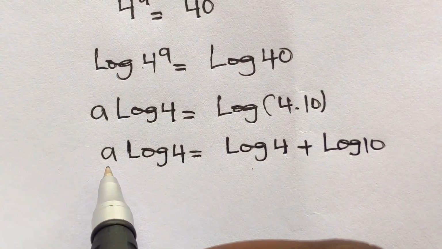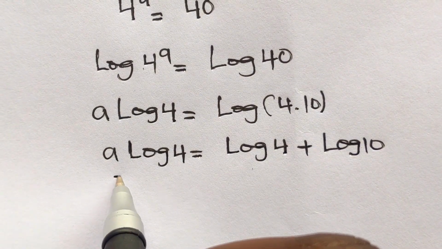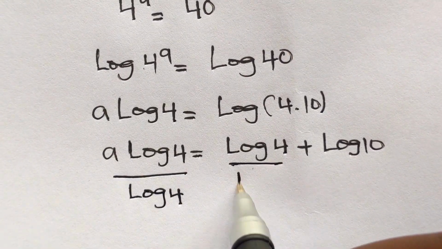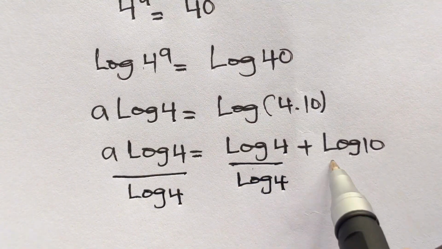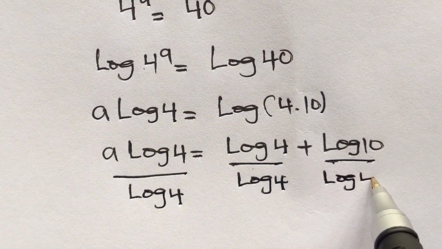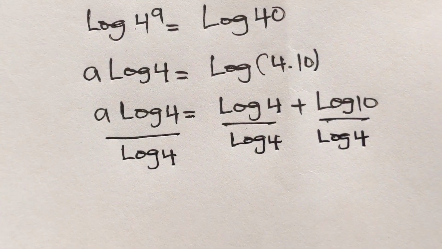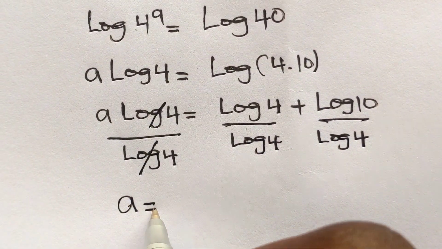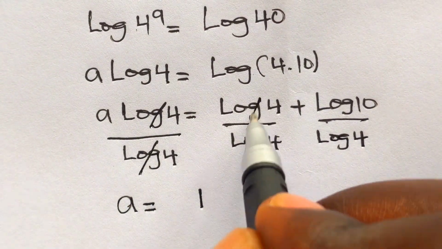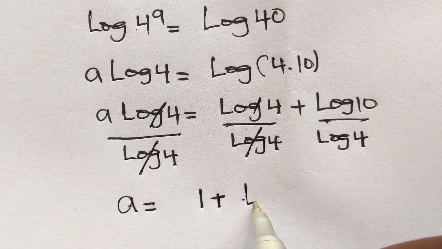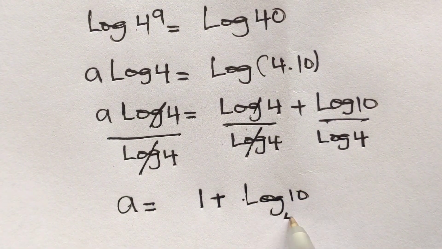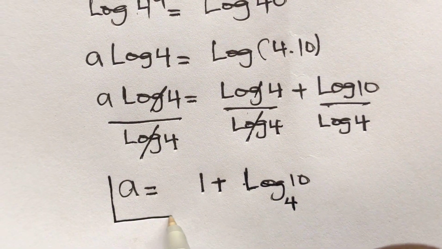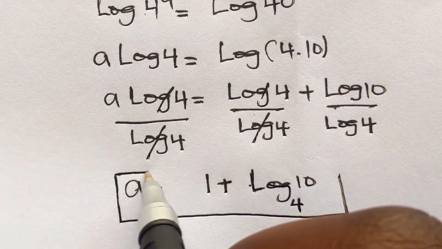On both sides, in order to still remain with a only, we shall divide by logarithm of 4, and of course divide by logarithm of 4. This will be cancelled to get a equals 1 plus logarithm of 10 to the base 4. Right, and this is the value of a.